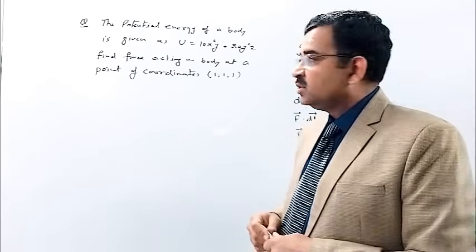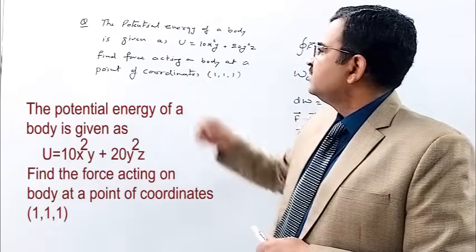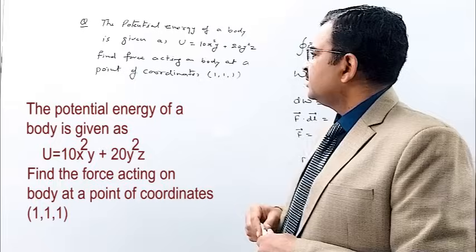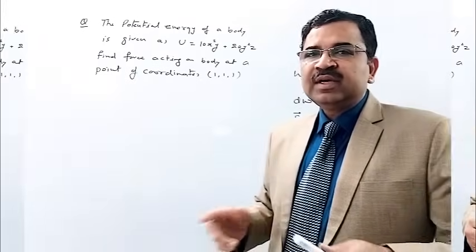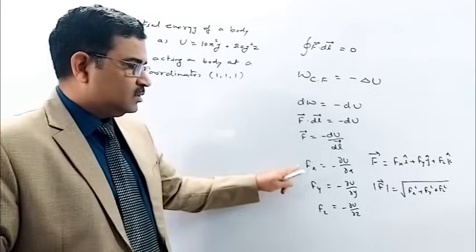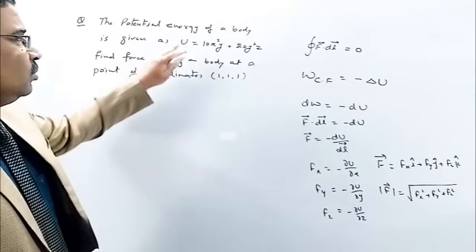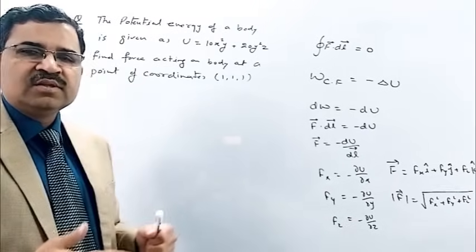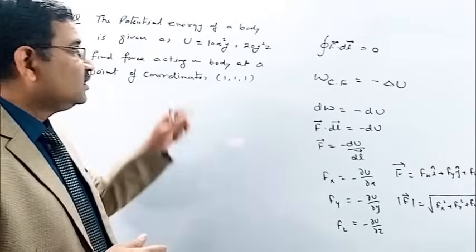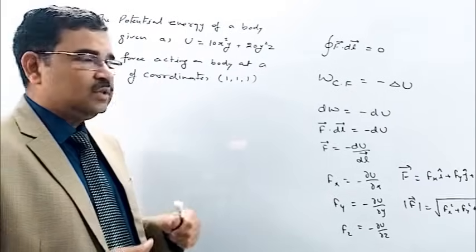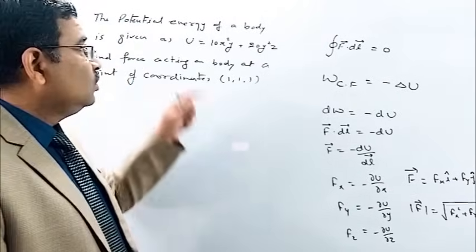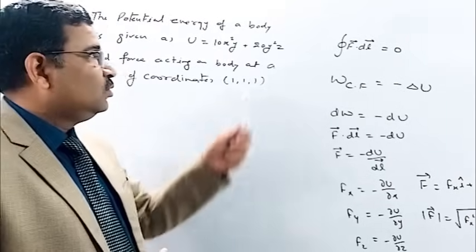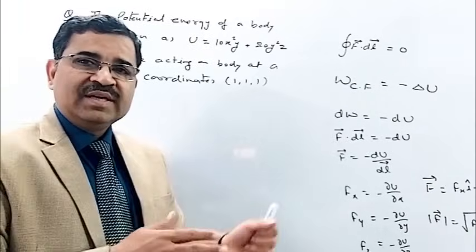Now let us take this question, students, that the potential energy of a body is given as u equal to 10x square y plus 20y square z. Find force acting on the body at a point of coordinates 1, 1, 1. Now the answer of this question we can find using this partial differentiation. Now I have to partially differentiate this function with respect to x, y and z separately. You know how to do partial differentiation? So let me tell you one thing, that when you partially differentiate this with respect to x, you should take y and z as a constant. When you partially differentiate it with respect to y, then you take x and z as constant, and when you differentiate it with respect to z, then you take x and y as constant.